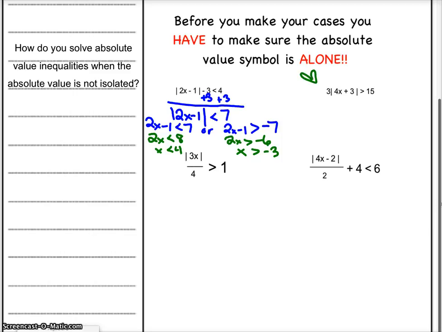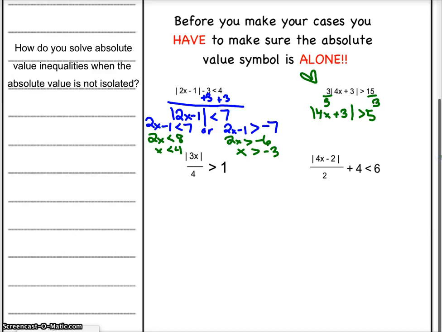All right, next one. 3 times the absolute value of 4x plus 3 is bigger than 15. Is it by itself? No. What do I need to move? The 3. So I'm going to divide both sides by 3, and I get the absolute value of 4x plus 3 is bigger than 5. Yeah, no, I'm losing my train of thought.